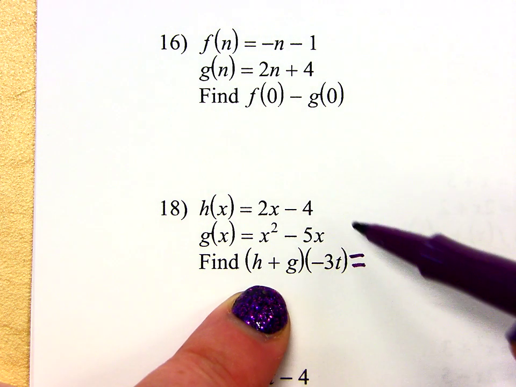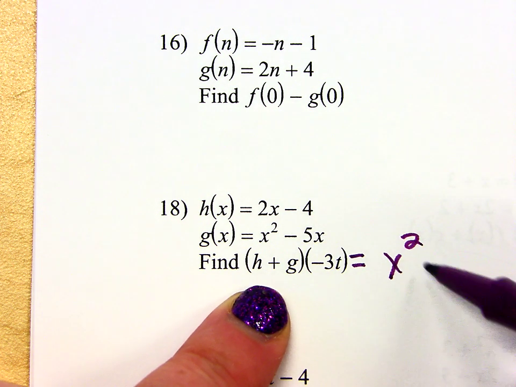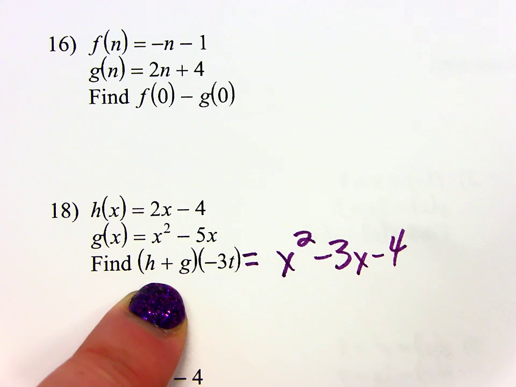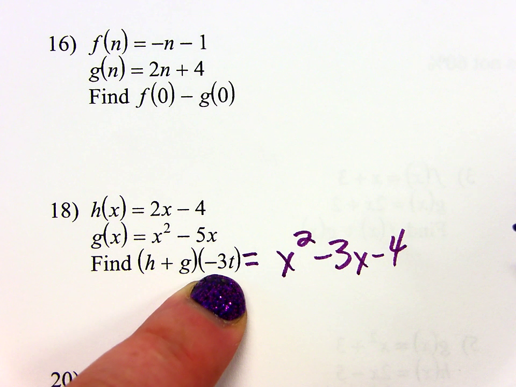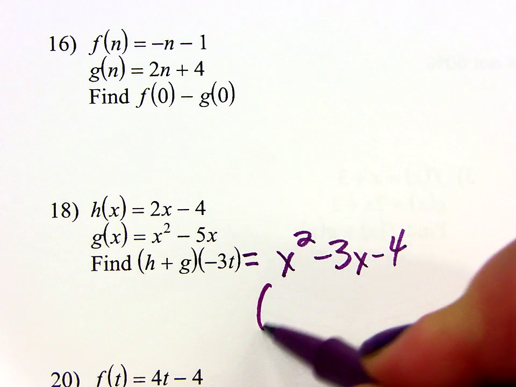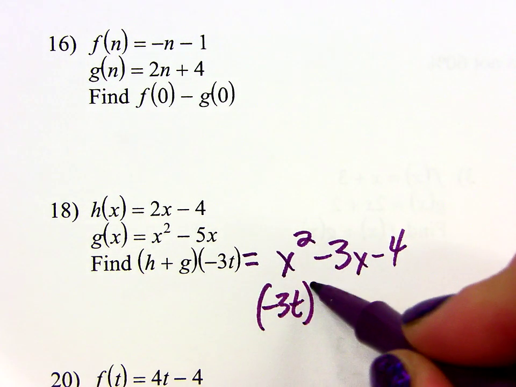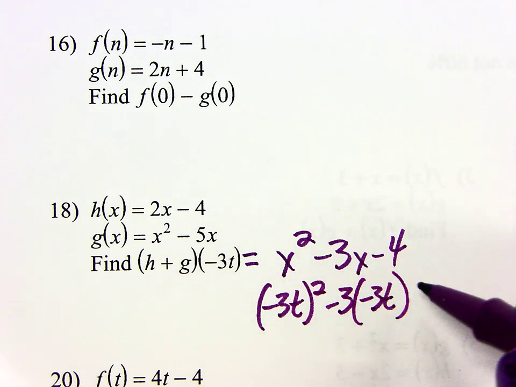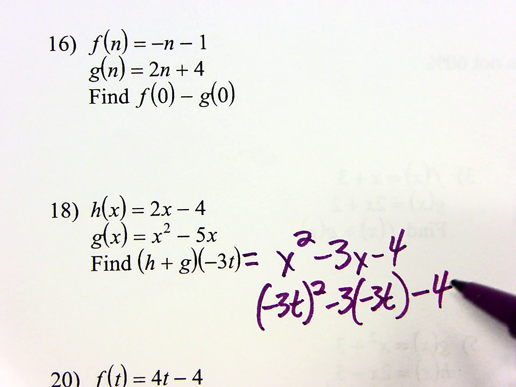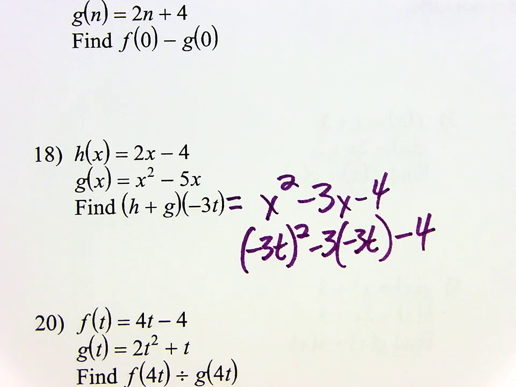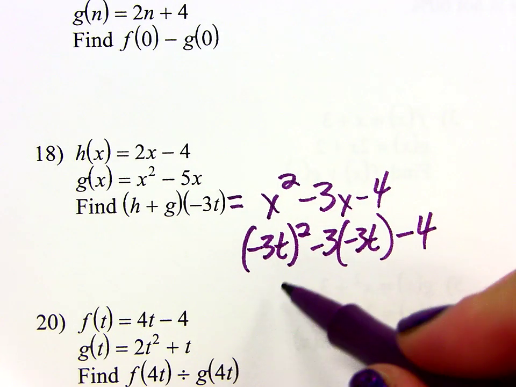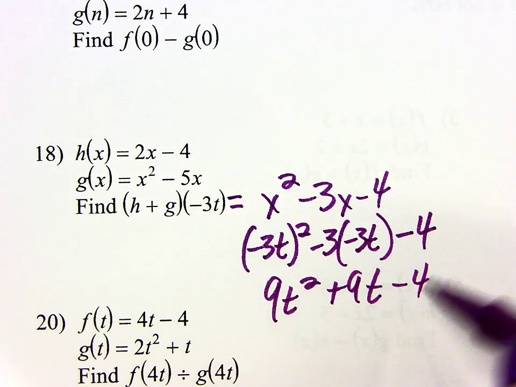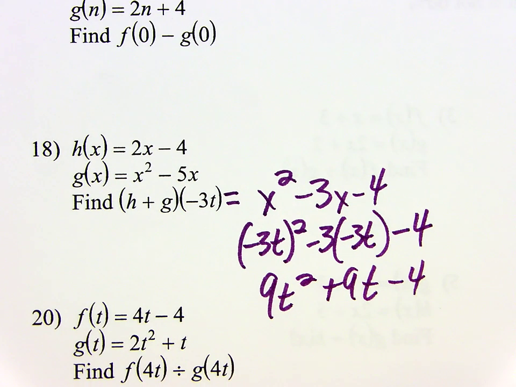So, let's add the two together. I'd get x squared minus 3x minus 4. But now I need to plug in negative 3t everywhere I see an x. So I'll really have negative 3t squared minus 3 times negative 3t minus 4. Negative 3t squared is just 9t squared. And now you're going to have to simplify, so I get 9t squared plus 9t minus 4. There's my final answer.